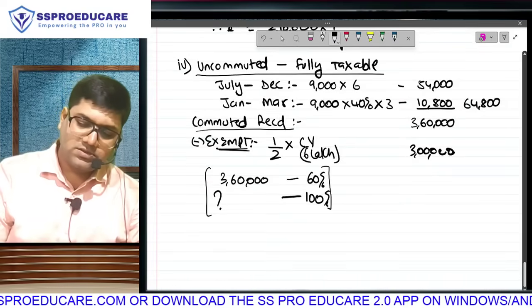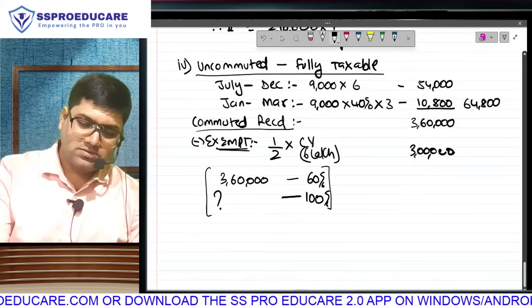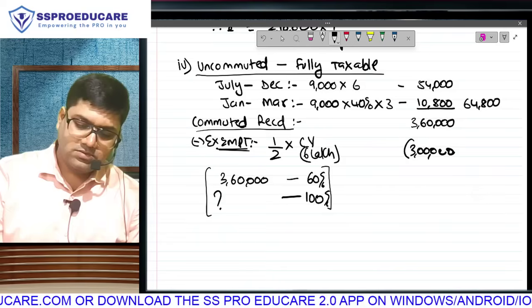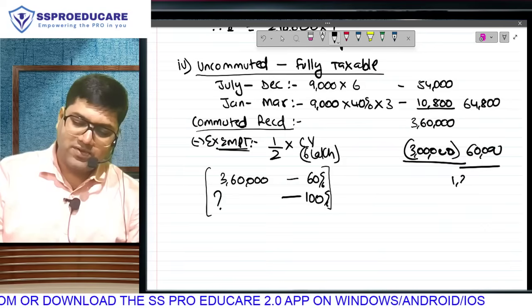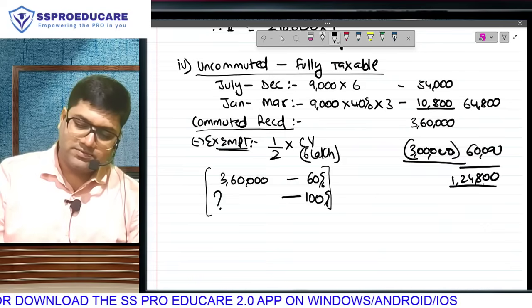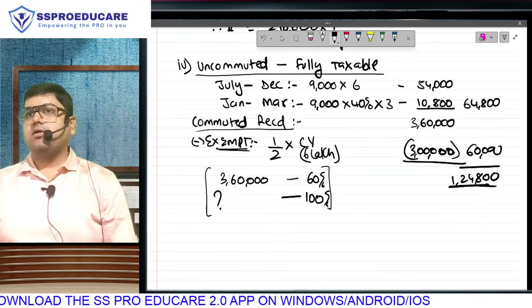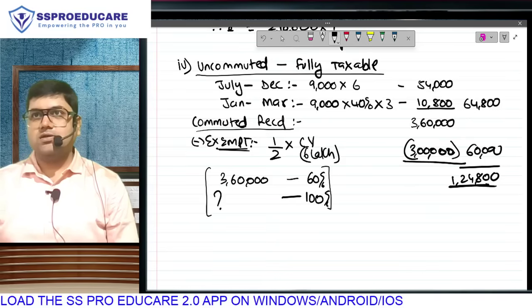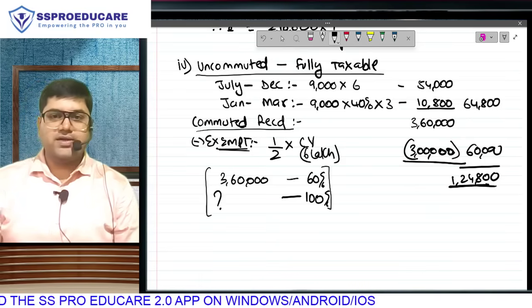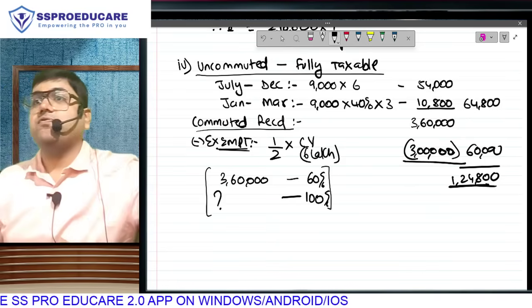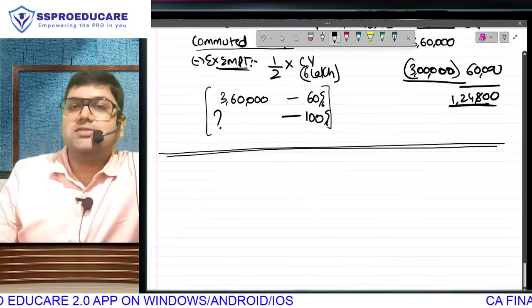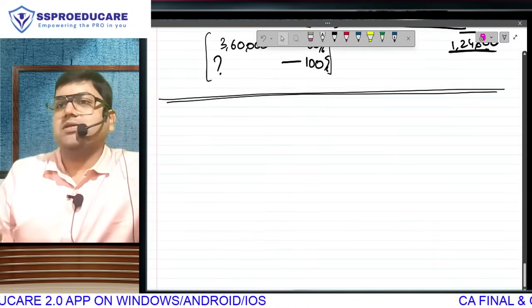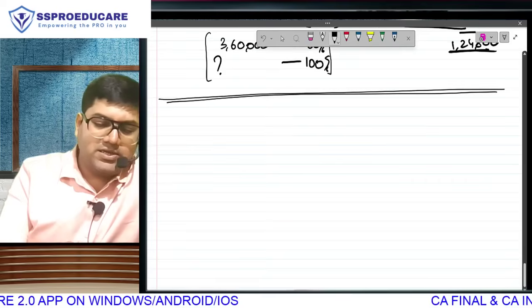And of course, 60,000 is going to be taxable and the final amount is 1,24,800. Is it clear? Any confusion still? Are you sure? Fantastic. That was your concept of pension. Section 10, 10A, and so on. One by one we have to learn the exemptions in the different allowances.